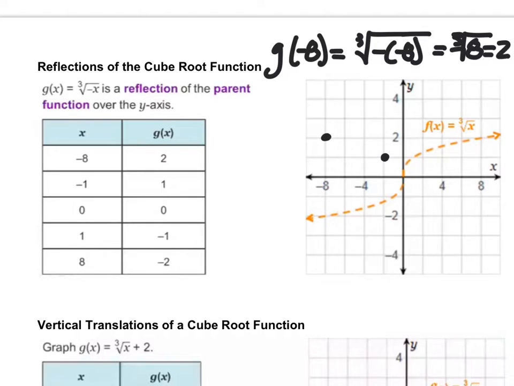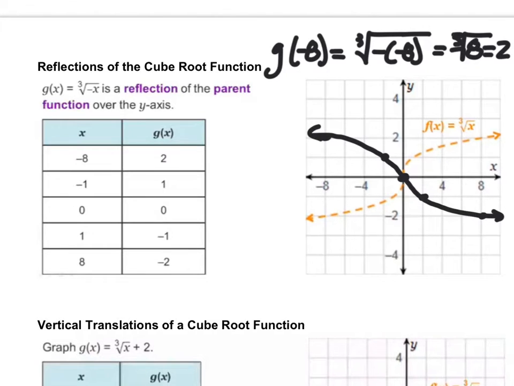Okay, if I plug in 0, I get 0. If I plug in 1, I get negative 1. If I plug in 8, I get negative 2. So you end up getting this graph that's been reflected over the y-axis. Okay? So that's similar to what we had when we had absolute value functions and all that other kind of stuff.